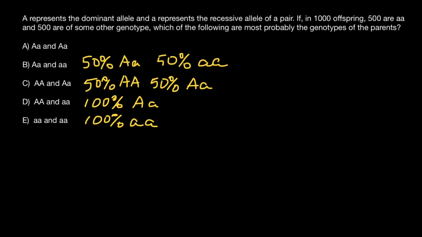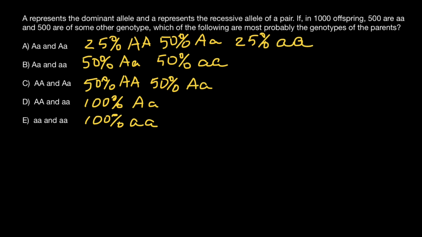But let's check the last variant. So if we cross two parents who are heterozygous, in this case we are going to get 25% of the progeny who are going to be homozygous dominant. We are going to get 50% of the progeny who are going to be heterozygous and 25% of the progeny who are going to be homozygous recessive.